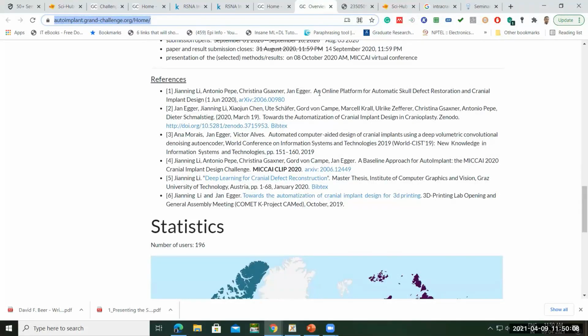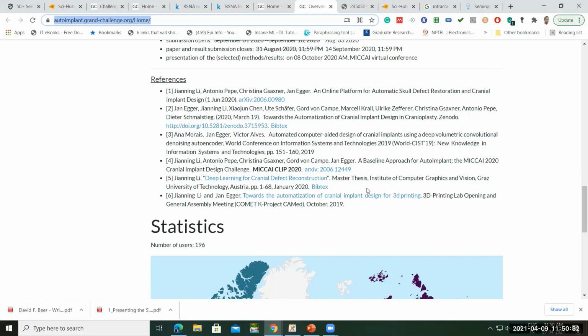One paper is called an online platform for automatic skull defect restoration and cranial implant design. This is a 2020 paper. Another one is called Towards the Automation of Cranial Implant Design in Cranioplasty. You see several papers here. And this is a master's thesis, which I want most of you to look into. It is called deep learning for cranial defect reconstruction.